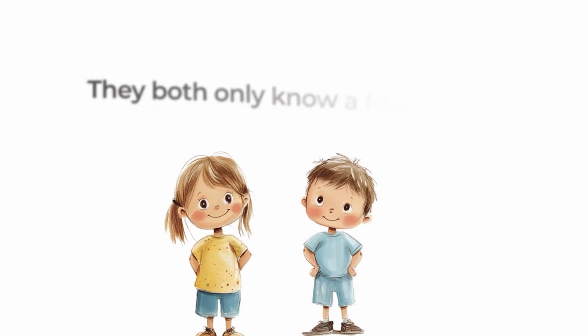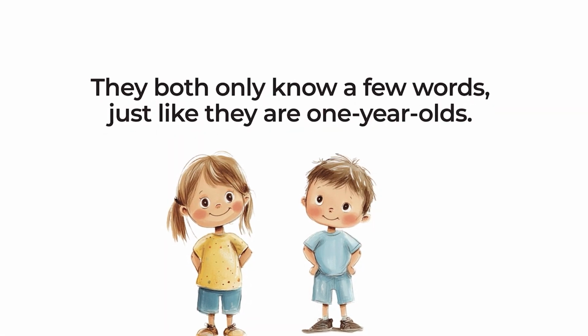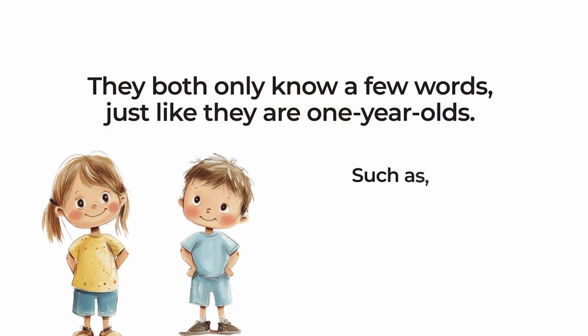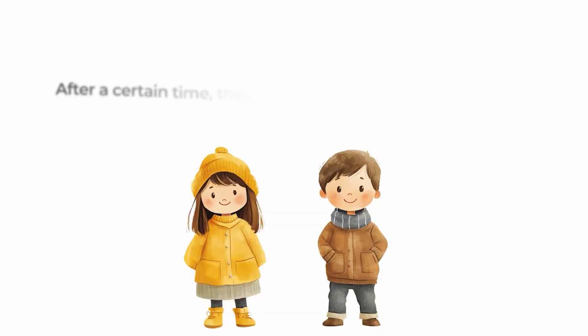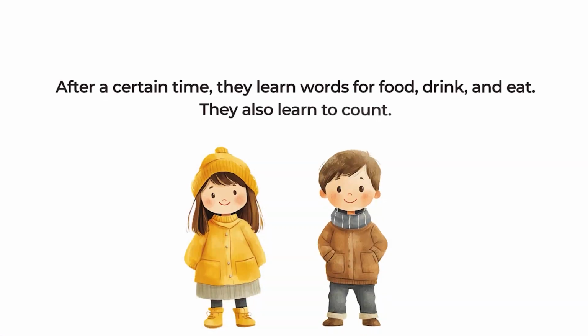I like to tell my students that when they first get to my German class, they are now like a 1-year-old in German. This is about the age when children start to speak their native language. They start with some basic words, mama, dada, teddy, etc. Then they gradually build vocabulary for the things that they need in their most immediate surroundings. Words for food, drink, and eat. And they also learn to count.